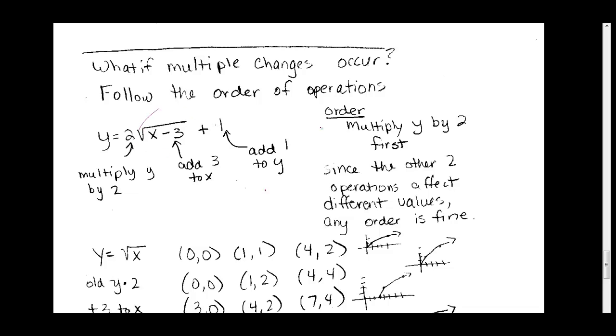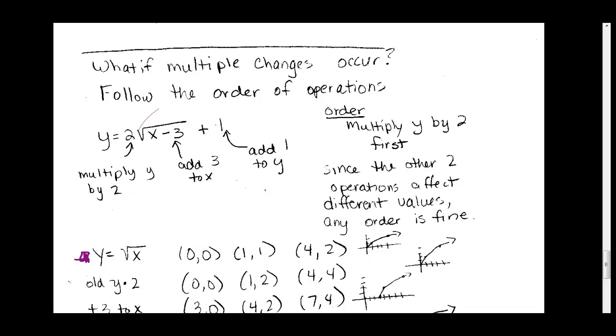to the old y. You have multiplying and adding going on, so we're going to do the multiplying, higher order of operations, first. Since the other two affect different values, one's x, one's y, any order is fine. So my parent function is y equals the square root of x. I'm going to do that first. And whatever your parent function is, get some really useful points for it. 0, 0 is always handy for this guy because it's where it starts. 1, 1, and 4, 2 are nice points because they are integers.